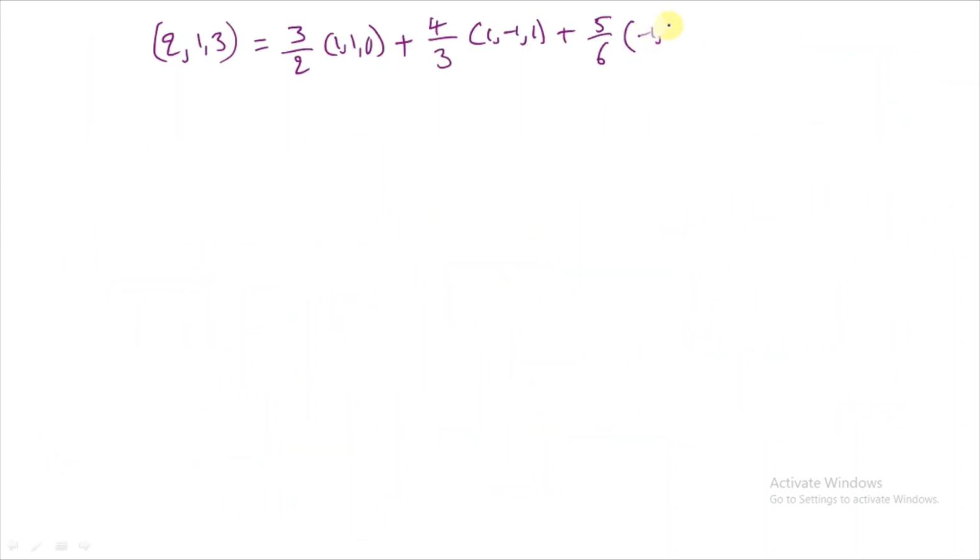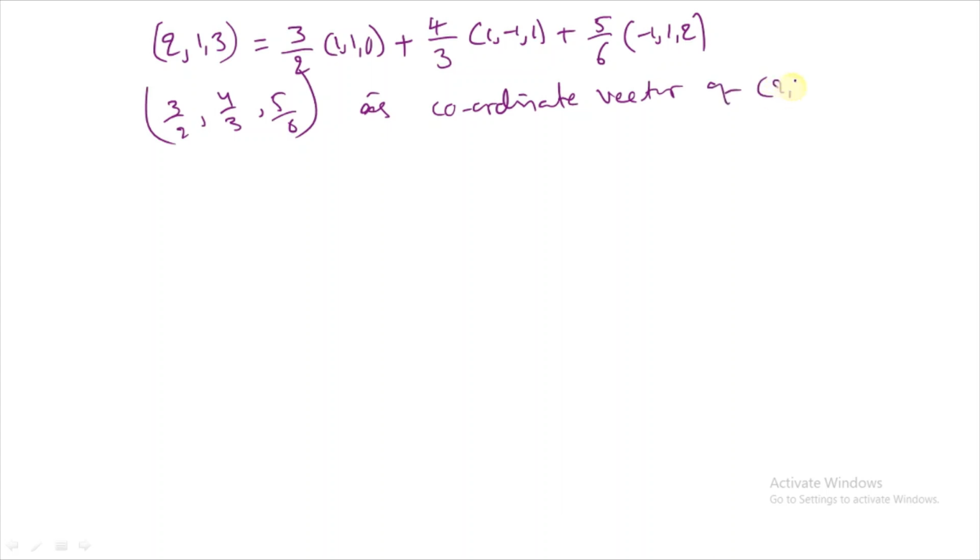Times (minus 1, 1, 2). Now you can write this as a linear combination. If you have any doubt, you can add this and check. So these are the coordinates: 3 by 2, 4 by 3, 5 by 6 is the coordinate vector of (2, 1, 3) with respect to this set S. It's a basis, so with respect to this basis.